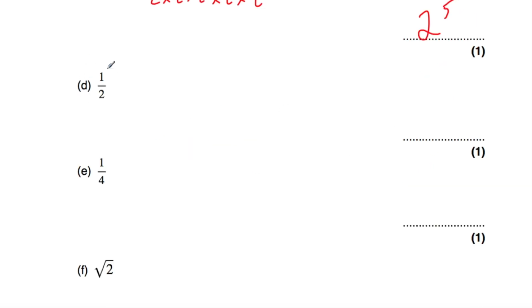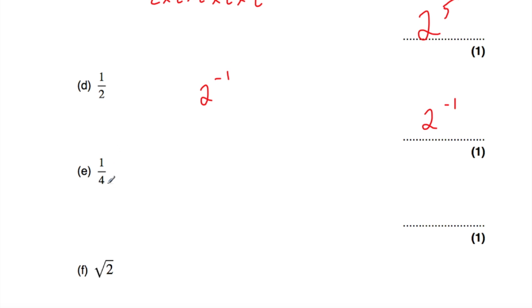Okay, next one, part D, we've got 1 over 2. So 1 over 2 is the reciprocal of 2. Because obviously if you do the reciprocal of 2, you get a half. So it's going to be 2 to the power of negative 1. Because remember, if you go to the power of negative 1, it's the reciprocal of it. Alternatively, you could say, well, we've got 2 on the denominator, so it would have to be a negative power. And then you would want it to be to the power of 1. So it would be 1 over 2 to the power of 1, which is 2 to the power of negative 1.